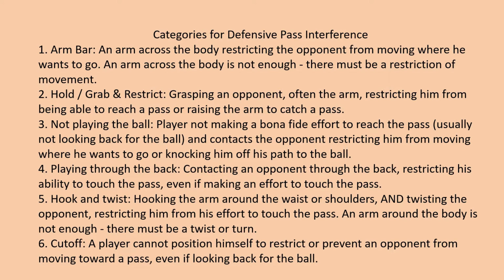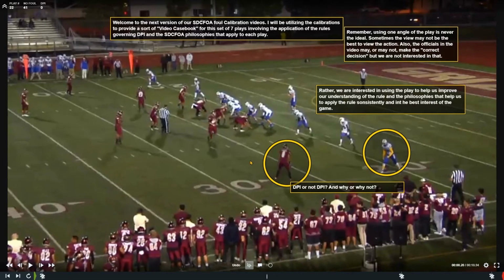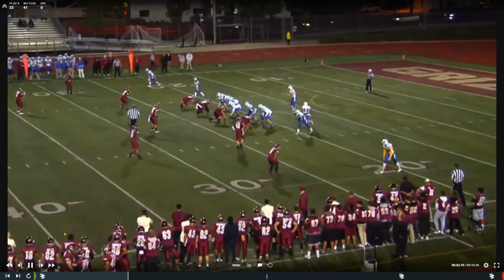All right, let's take a look at some plays. Okay, so you can see Steve's question is DPI or not DPI, and why or why not. So you want to think about those categories we just discussed. Okay, let's watch the play. Do it in real time.